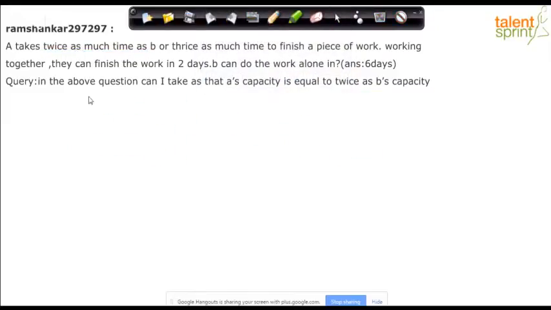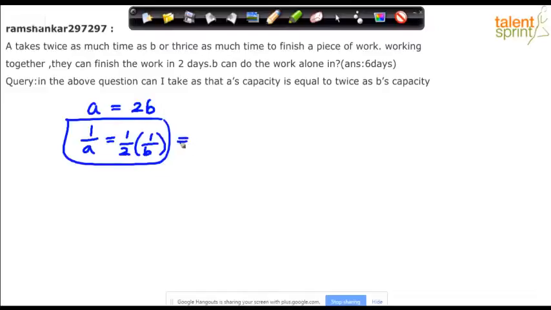A takes twice as much time. So time taken by A, let us assume time taken by small a, small a is equal to 2 times small b, assuming that small a and small b are the times required. Then capacity of A. What is capacity of A? Capacity is 1 by a, will be half of capacity of B. So this is what we need to consider. Capacity of A is half of capacity of B.